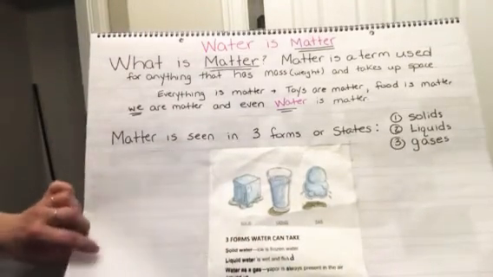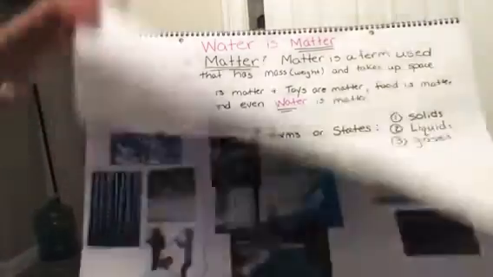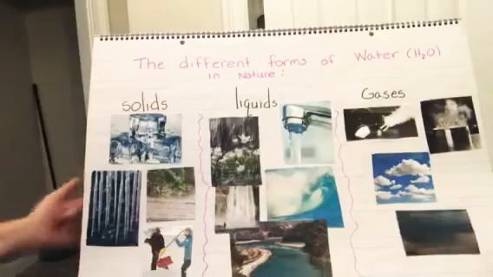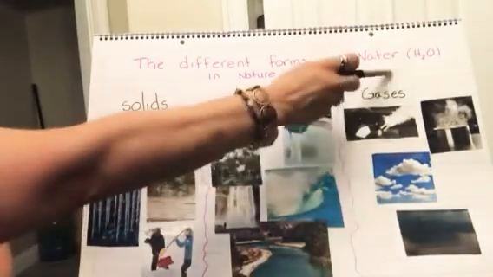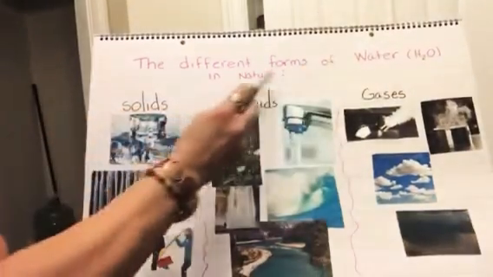Now let's see what types of water we see in nature and the forms that they take. The different forms of water. What's the other name for water? Do you remember? That's right, H2O.